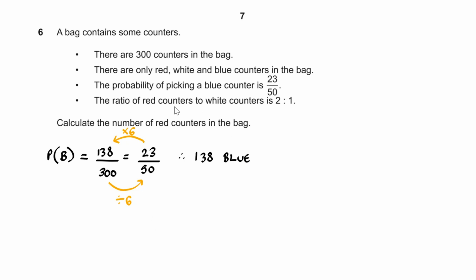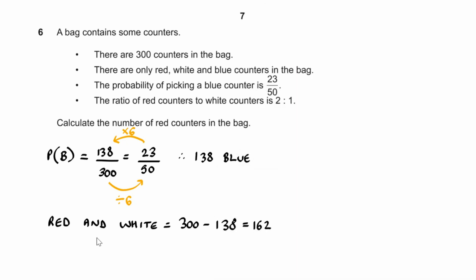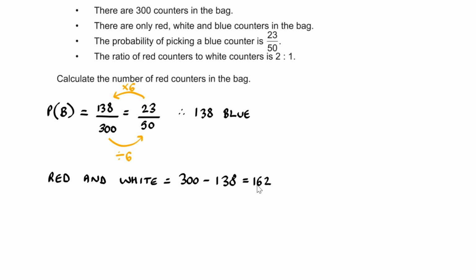Now, we were told that the ratio of red counters to white counters is 2 to 1. So with this we can find out the number of red and white. So the number of red and white, that's equal to the 300 in total, take away the 138 which are blue. So 300 take away 138, that's 162. So we have 162 counters which are both red and white.